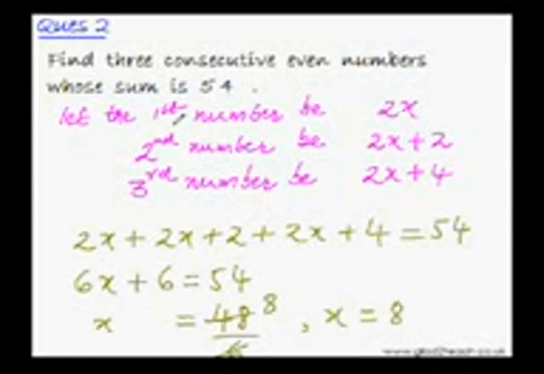So this means our first number would be 16. Isn't it? 2 times 8 is 16. And the second even number would be 18. And the third one would be, right, 20. Question solved.